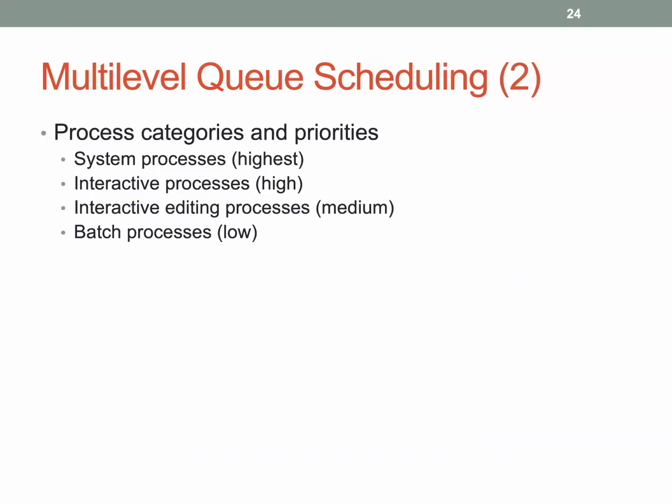System processes, the highest, interactive, also high, interactive editing processes, lower priority. Like my Zoom feed is definitely higher priority than PowerPoint because it's more essential that Zoom get the processor on a regular basis than it is that PowerPoint reacts really quickly to me. It just isn't as high a priority. And then batch processes would be very low priority.